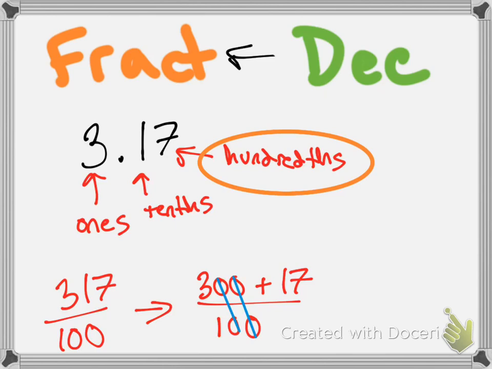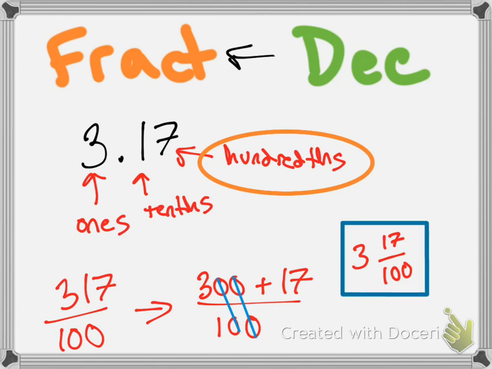Remember we talked about that? Anything over 1? So then I get 3. Then I still have that 17 over 100. Can I simplify that anymore? Can I get any smaller than 3 and 17 hundredths? No, I can't, because 17 is prime. So there's no GCF to simplify.